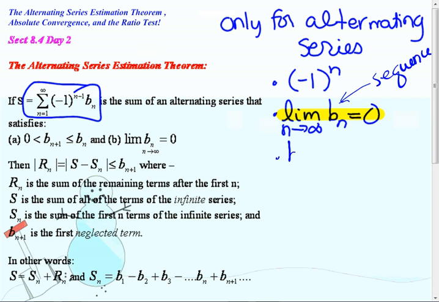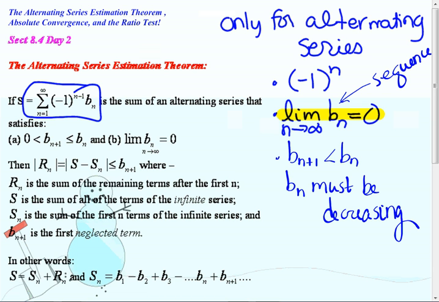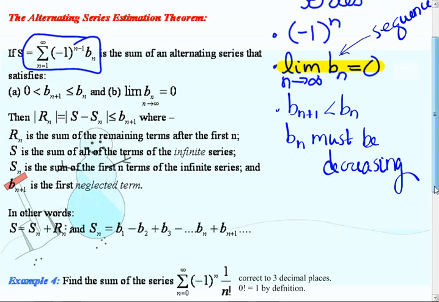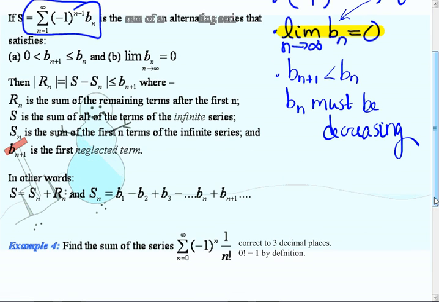Also, b sub n plus 1 must be smaller than b sub n. In other words, b sub n must be decreasing. But they're not going to fool you. In fact, last year they even said it was decreasing, so it was pretty easy to realize it was an alternating series. Maybe tomorrow we'll do that problem. I'll have to go back and look at it. And these are big points when we get to this part.